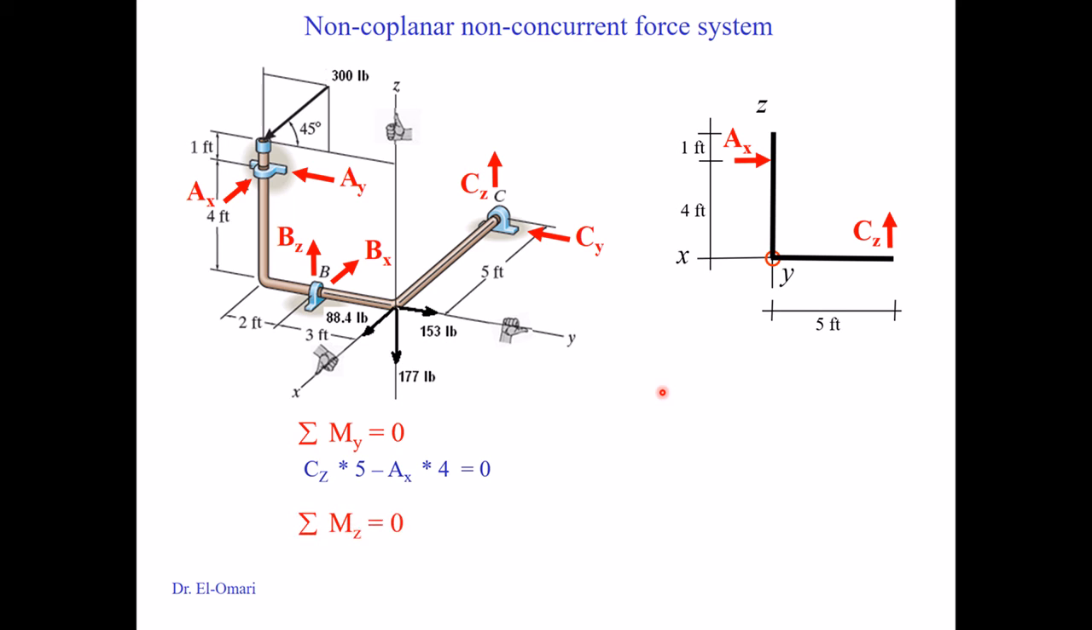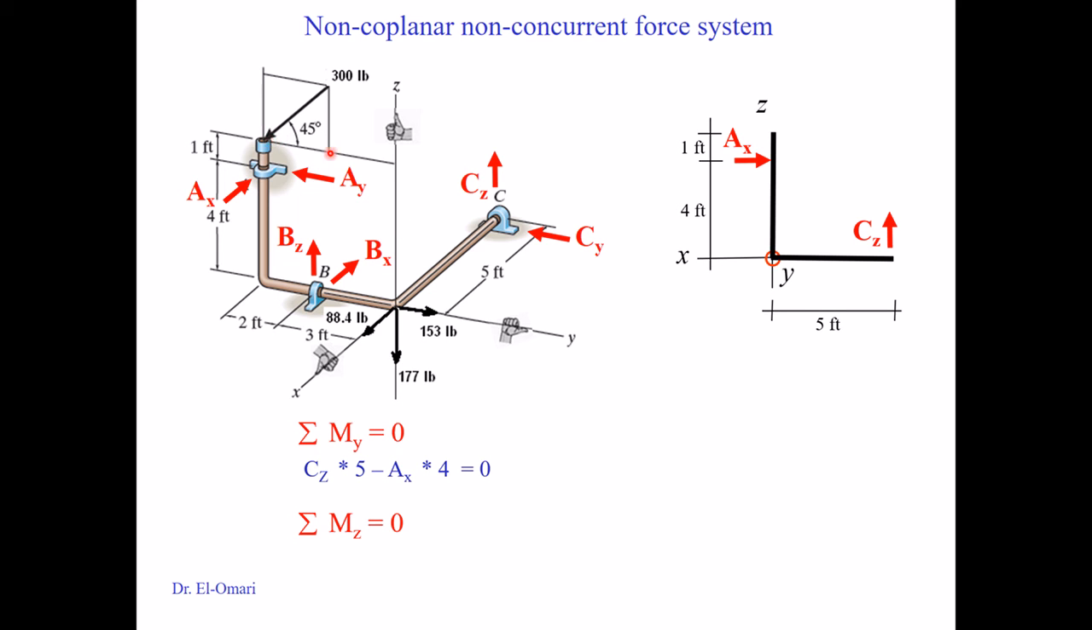The last equation about the z-axis is actually much easier than about the x and the y, because you can look from the top, and that's the positive right hand rule, positive rotation. So what do you see?